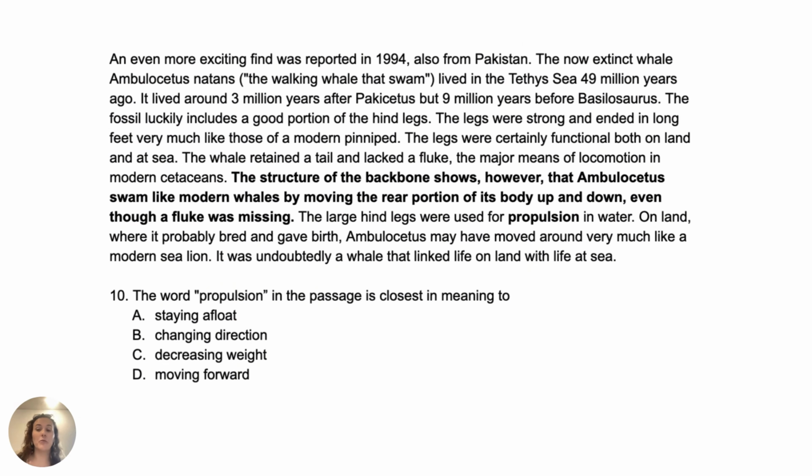Did you remember to make a prediction? Did you remember to test out your answer by reading the sentence with your chosen answer? The answer is D, moving forward. That's what propulsion means, like in jet propulsion. It means to move the jet forward. But you might also be able to figure it out because that's usually what legs are used for in the water, like when we humans swim in the water. Our legs don't keep us afloat, they help us move forward.